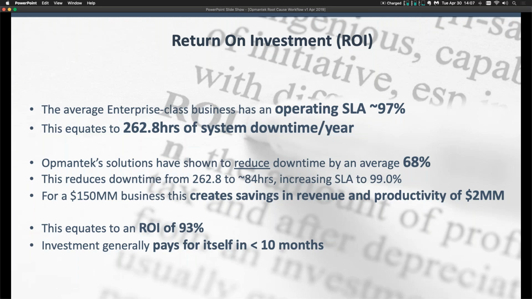And right off the bat, if you just look at the cost of Opmantek solutions compared to that productivity, it creates an ROI of 93%, which means that investing in Opmantek solutions generally pays for itself in less than 10 months. So at least 2 months out of the year, you're actually making money on investing in Opmantek solutions, which is a huge turnaround, generally speaking, for most product lines.